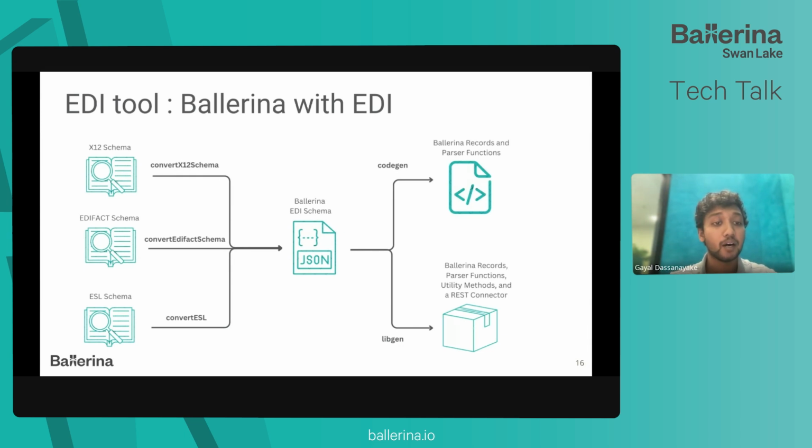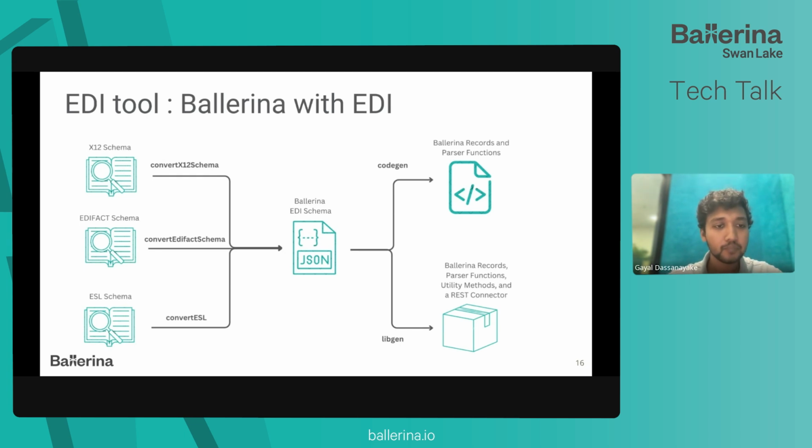So let's look at how Ballerina is getting involved with this EDI technology, so that people can develop integrations with EDI faster. Before that, there are different types of EDI standards. There is X12, EDIFACT, ESL, and a lot of different standards. These standards are created by different organizations for different purposes and different industries. And also for each of these standards, let's say X12, it has a set of schemas that it has defined for different documents. So X12 might have a schema for purchase orders. It also might have a schema for invoices.